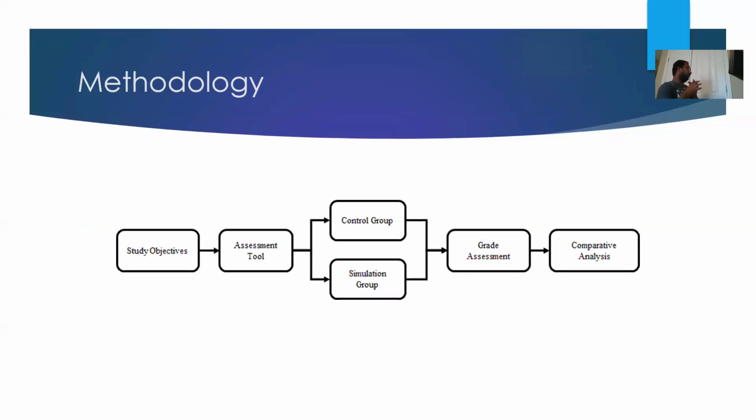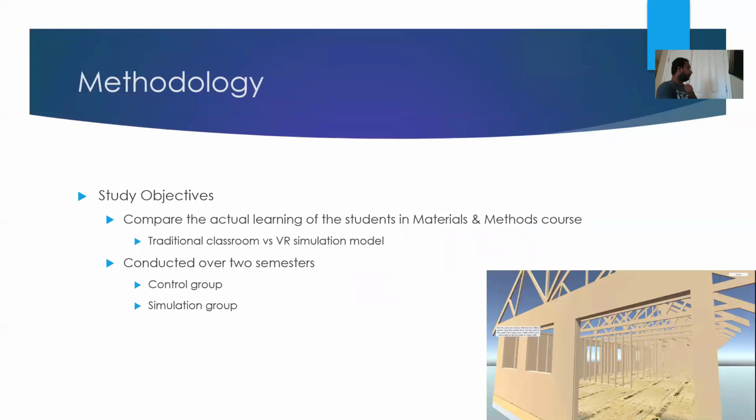The first step was to develop the study objectives, basically why we are doing the study and what we really want to investigate. Based on the objectives, a tool was developed. Two groups were developed, a control group and a simulation group, and they were given an assessment in the actual course, and the assessments were graded, and then a comparative analysis was performed between the control group and the simulation group. So going with the first step, the study objective.